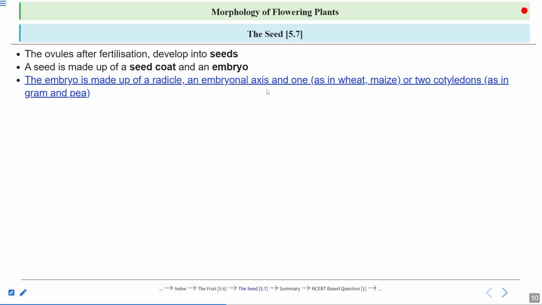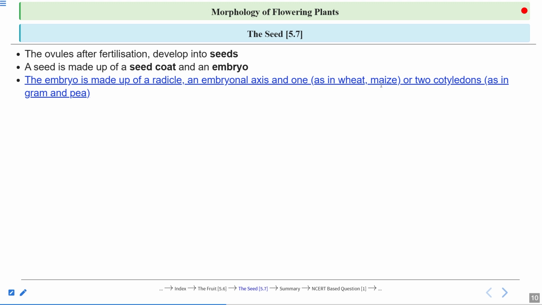Okay, there is an axis, and this you will see in the case of wheat and maize. Only one cotyledon is there, and that is called a monocot seed. Mono means one, cot means cotyledon. So one cotyledon, okay, in the case of wheat and maize.